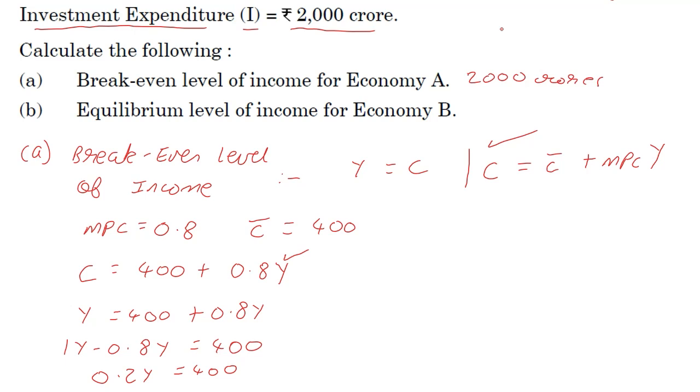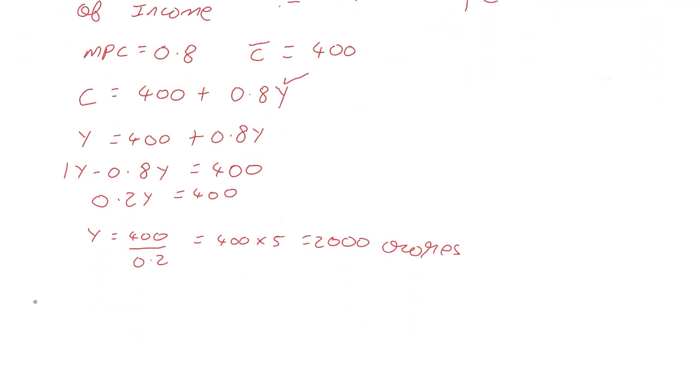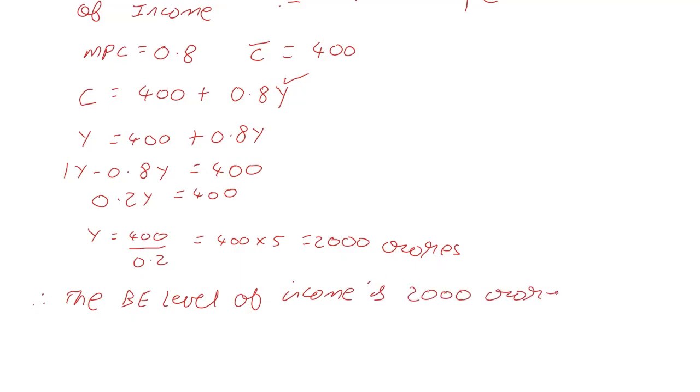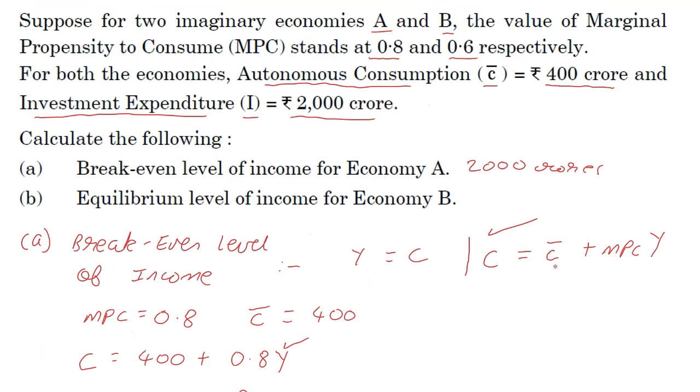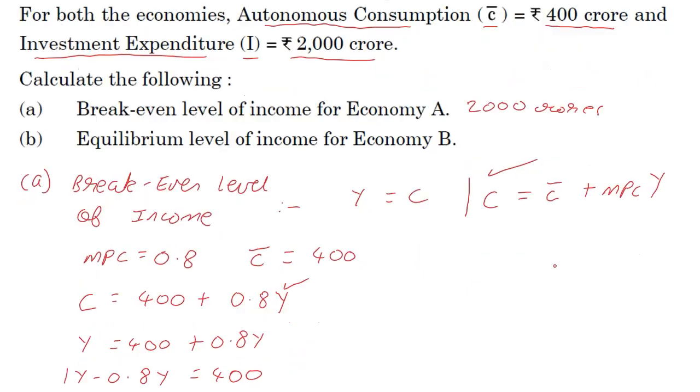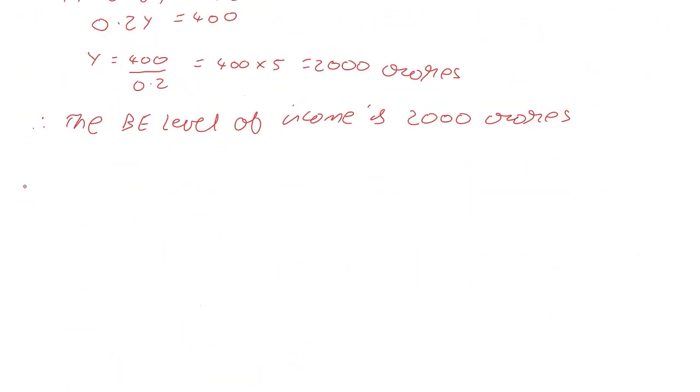Again, of course, you can't write that into the question. So after you finally get this, you can just write, therefore, the break-even level of income is 2000 crores. You will use full forms, of course. And now we will concentrate on economy B, where we've been asked to calculate the equilibrium level of income.